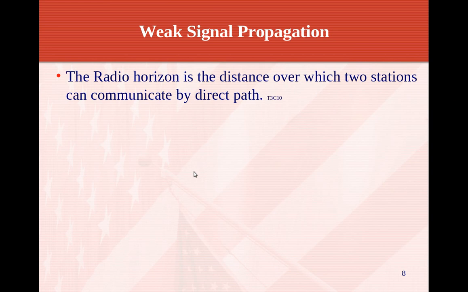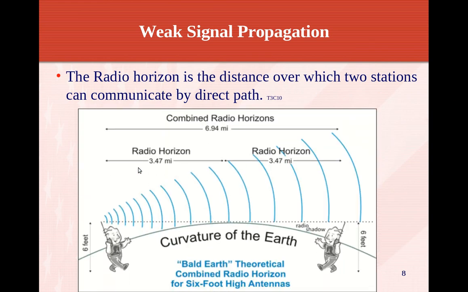The radio horizon is the distance over which two stations can communicate by direct path. So if you're up, let's say 6 feet on an HT, we have the curvature of the Earth. We have another station over here, 6 feet. Each distance is 3.47 miles. You have a combined 6.94 miles.